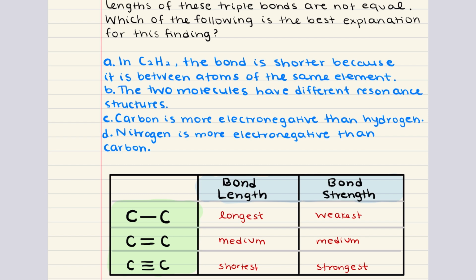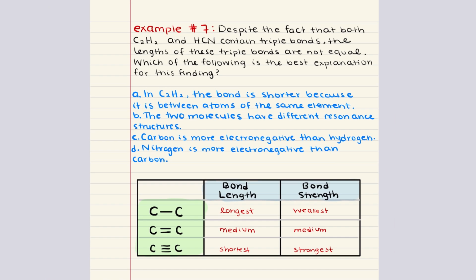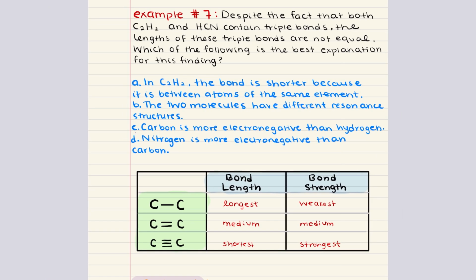D says nitrogen is more electronegative than carbon. Now, this statement correctly identifies the difference in electronegativity between carbon and nitrogen. Nitrogen being more electronegative pulls the shared electrons in the triple bond closer to itself, and that's going to lead to a bond that is slightly shorter and stronger compared to the bond between the two carbon atoms where electrons are just shared equally. And so the correct answer here for 7 is going to be D.